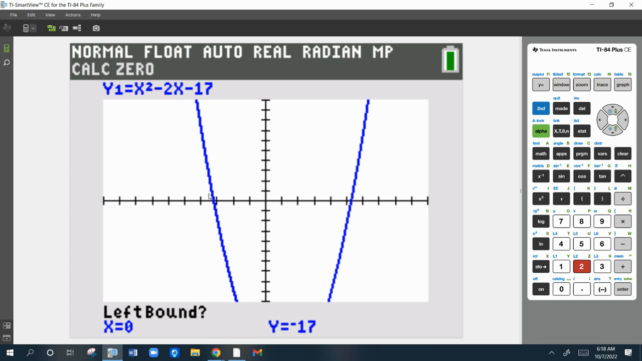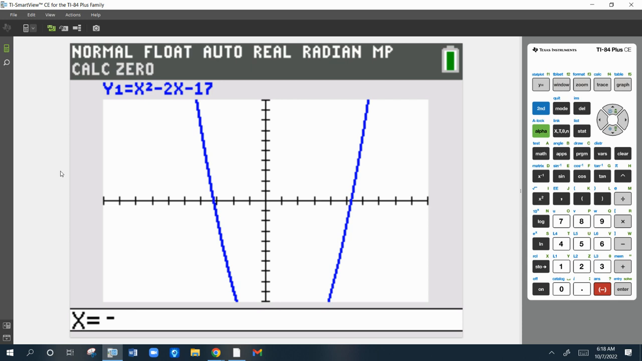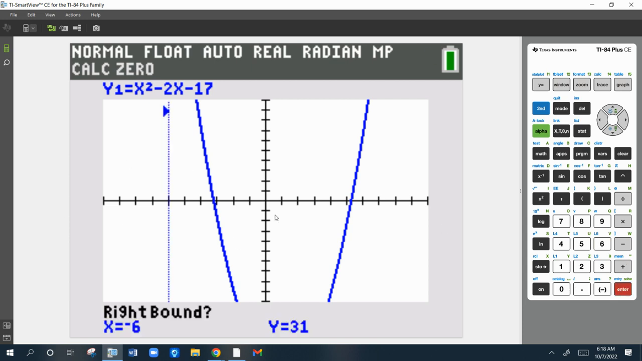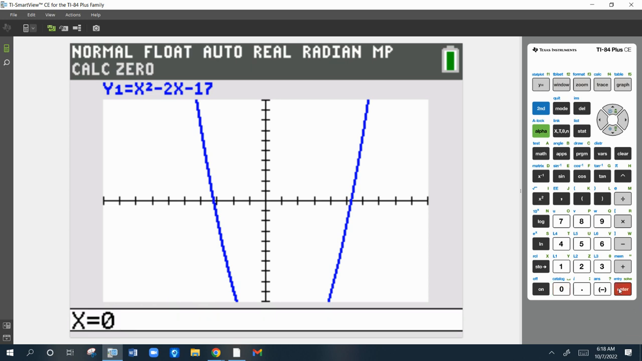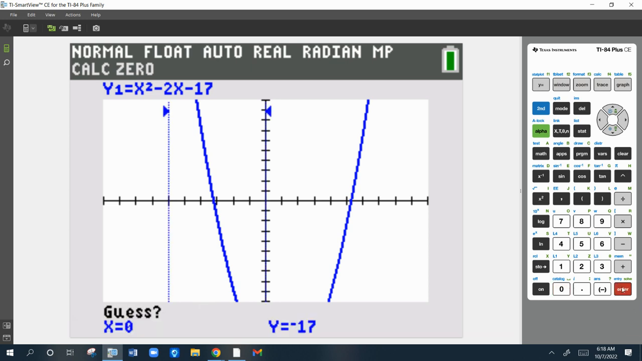So the left bound, I'm going to do like negative. It can be anything over here as long as it's in the screen. So negative 6. Right bound, I'm going to do 0. As long as you don't pass the other 0, you're going to be good. And my guess, I'm just going to hit enter. And that is my answer, negative 3.24.